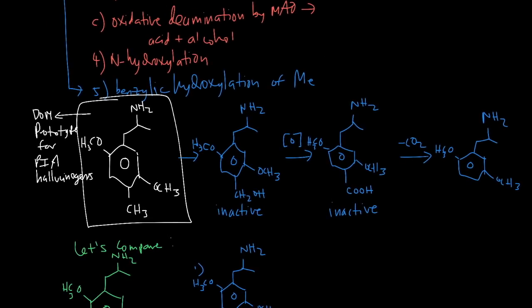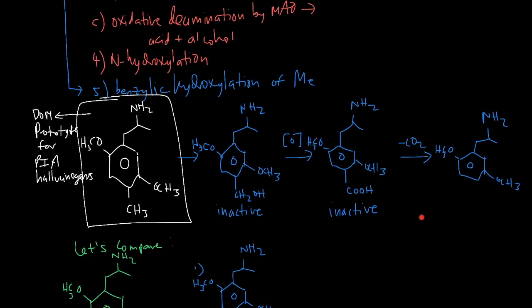So here's actually another prototype. Be sure to know this. It's DOM. I put it in the white box over here. It's your prototype for the PIA hallucinogens. So here we're going to go on a metabolism of this DOM. So here we're going to turn this methyl group into a hydroxyl group, which is inactive. And then this hydroxyl group is oxidized to the acid group, which is also inactive. Then remember, in vivo, cellular cells remove carboxylic acids, and you get the same compound, except no carboxylic acid.